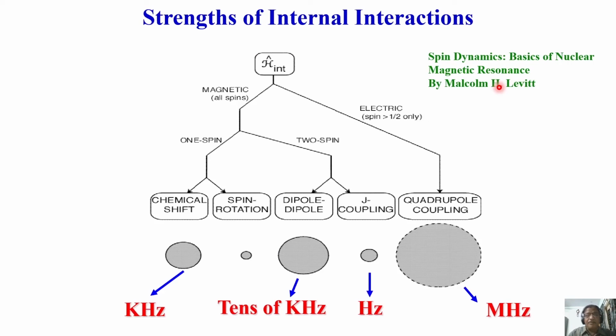Now, this is a picture which is taken from the book Spin Dynamics: Basics of Nuclear Magnetic Resonance by Malcolm Levitt. Fantastic, very beautifully he describes many concepts in that book. I suggest all of you please go through that book. It is a book worth reading and worth possessing. A lot of things have been discussed by him; he is one of the pioneers of NMR. You must read that.